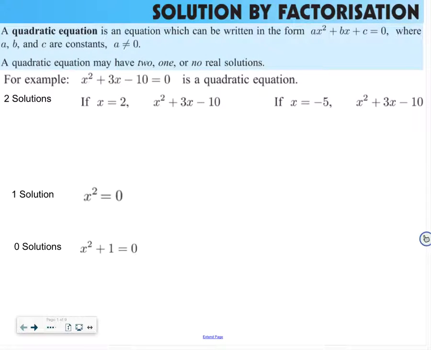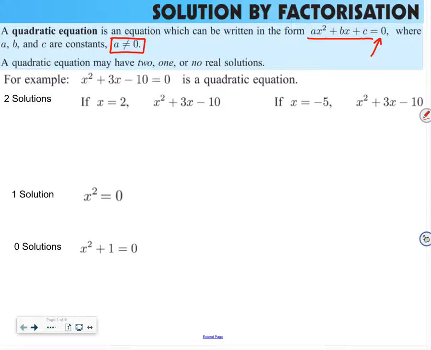Hello, mathletes. Here we are looking at solutions by factorization, and these are solutions to quadratics. A quadratic equation is an equation that can be written in the form of ax squared plus bx plus c. We always strive to set it equal to 0. a and b should be constants, that means they should be numbers. We have to make sure a is not equal to 0. If a is equal to 0, then we no longer have a quadratic but a linear equation.